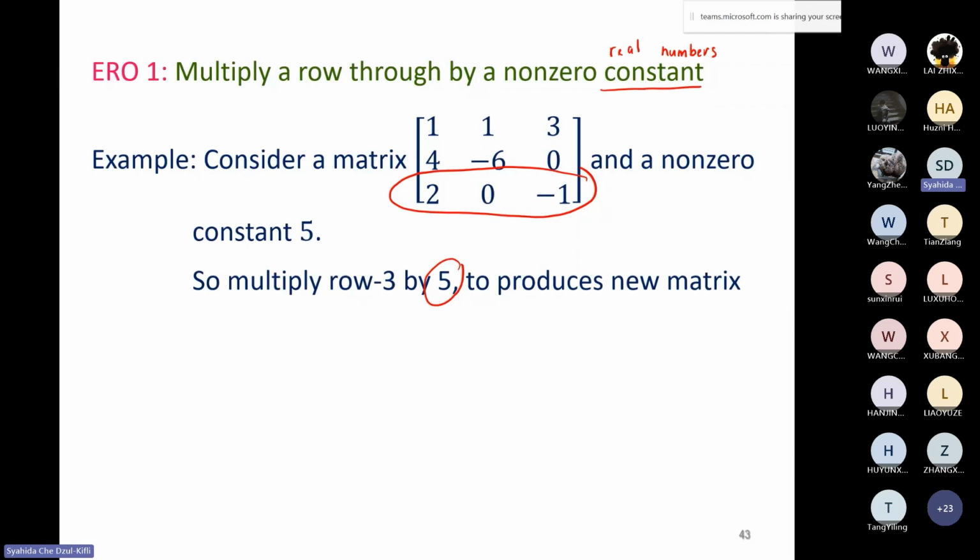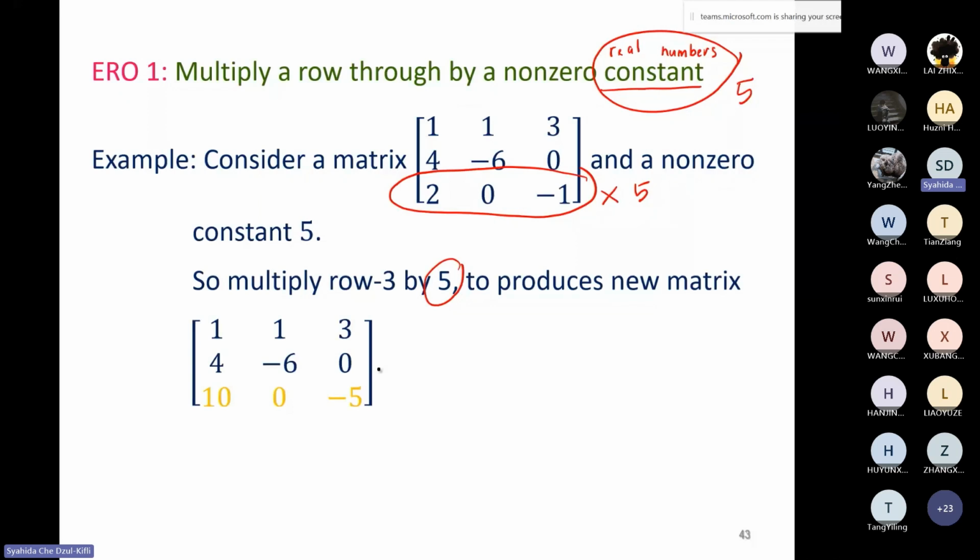Okay, the constant here is 5. So I multiply the whole row with 5, and this is what I got. 10, 0, minus 5. Is that clear?